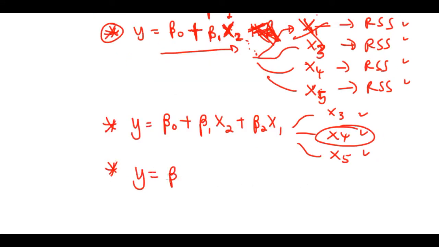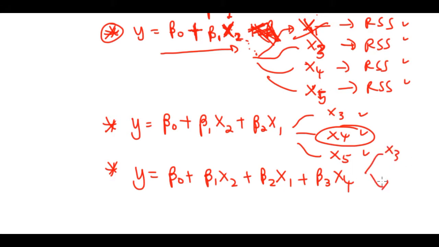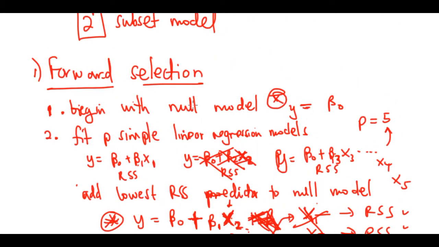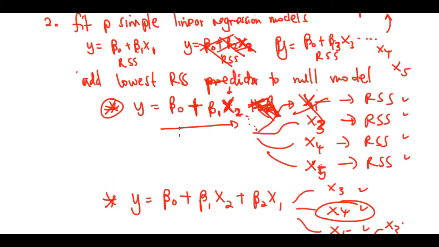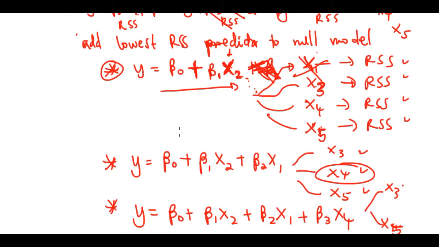Beta naught plus beta 1 x2 plus beta 2 x1 plus beta 3 x4. Now we're left with what? Adding x3 and then we add x5, I mean, and we compare the RSS. So going like that, that's why it's called what? Forward selection, because we are building it as we go, until maybe some stopping rule is satisfied.